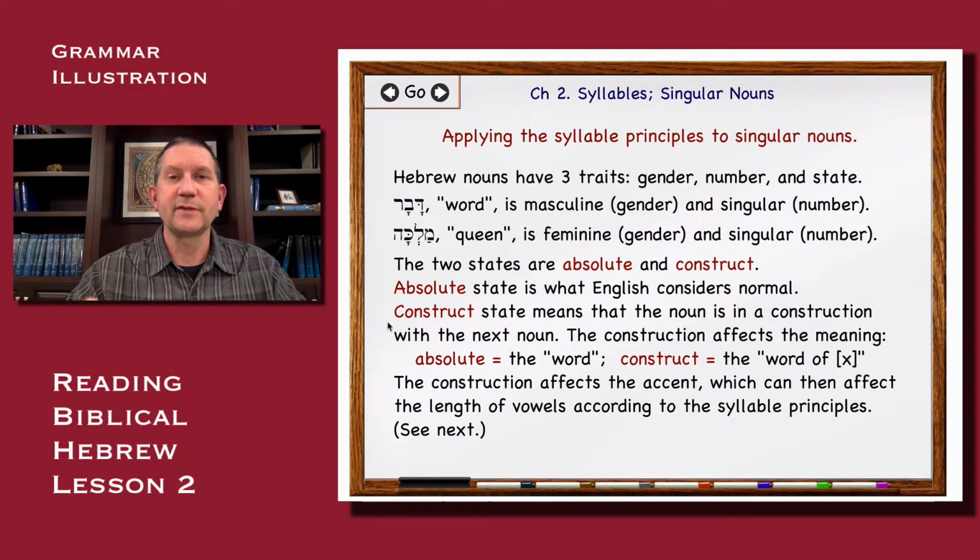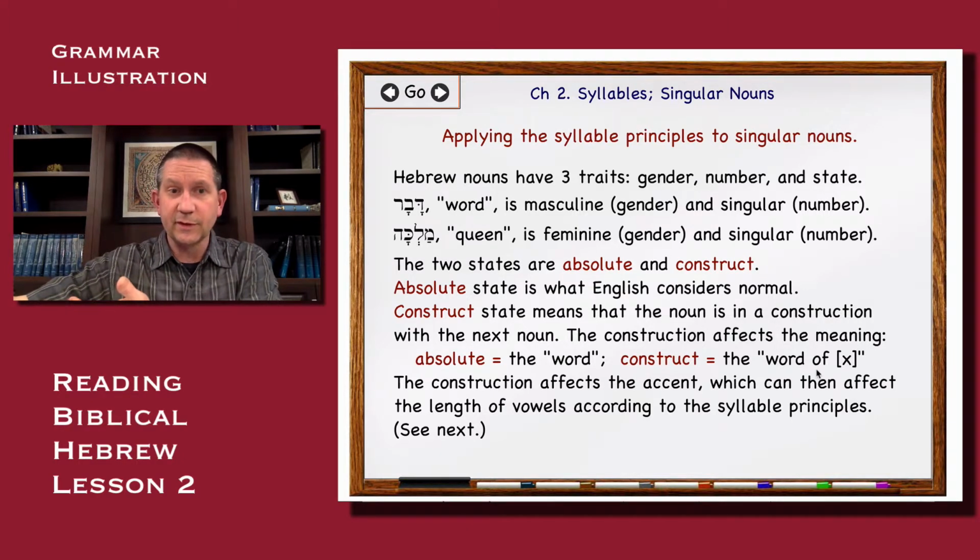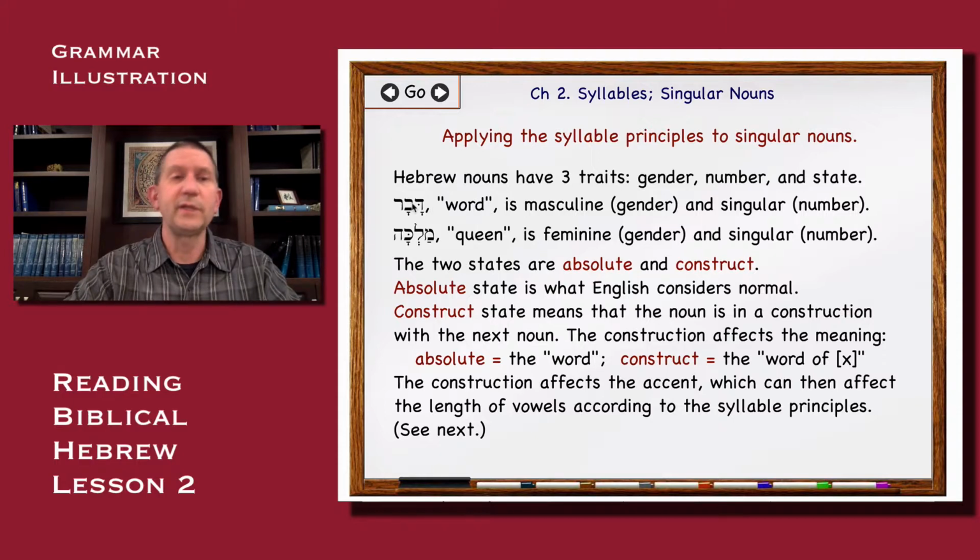Construct state means that the noun is in a construction with the next noun. It's sort of attached to that next noun, both phonetically and in terms of its meaning. So this construction affects the meaning. The absolute state for davar would just be the word, but the construct state would be the word of, and then you have to fill in the blank. So if it was the word of the queen, word would be in construct and queen would be in the absolute state. But we have to see what that looks like in terms of its form.